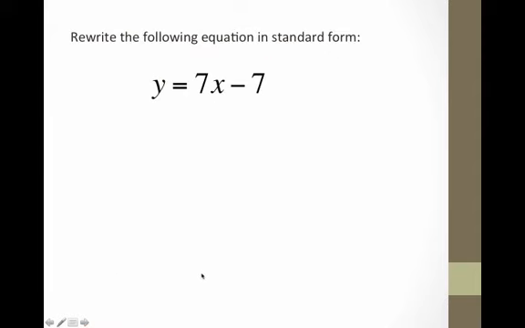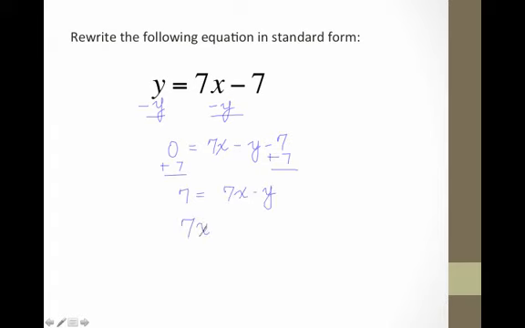I've got y equals 7x minus 7. Well, if you think you already know how to do this, go ahead and pause the video. If you don't, watch me again. So I'm going to move my y over to this side of the equation, and I get 0 equals 7x minus y minus 7. Add 7 to both sides, and I get 7 equals 7x minus y. I'm going to rewrite that as 7x minus y equals 7.